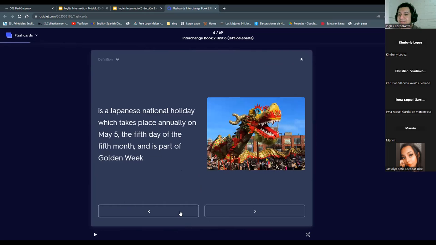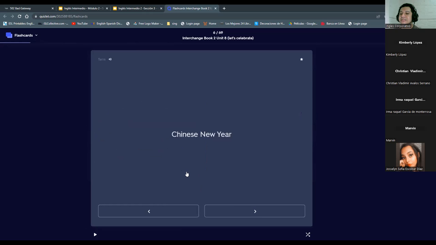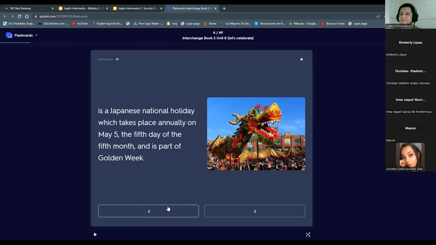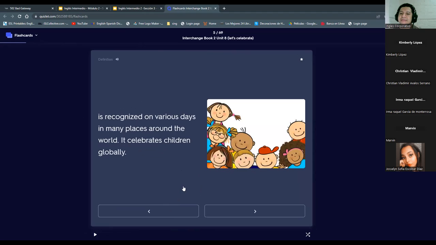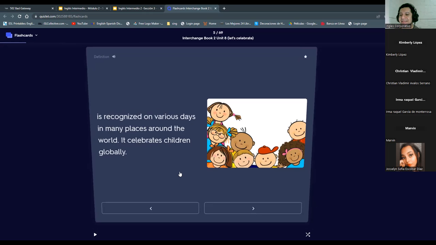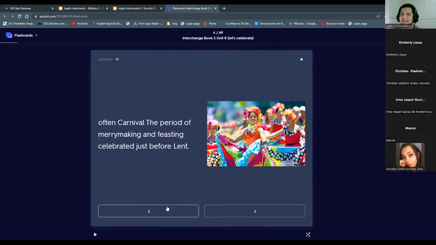It's a Japanese national holiday which takes place annually on May 5th, the fifth day of the fifth month, and is part of Golden Week. This is the Chinese New Year, right? It says it is recognized on various days in many places around the world. It celebrates children globally. What is this day? Children's Day. Children's Day, exactly. El Día del Niño, ¿verdad?